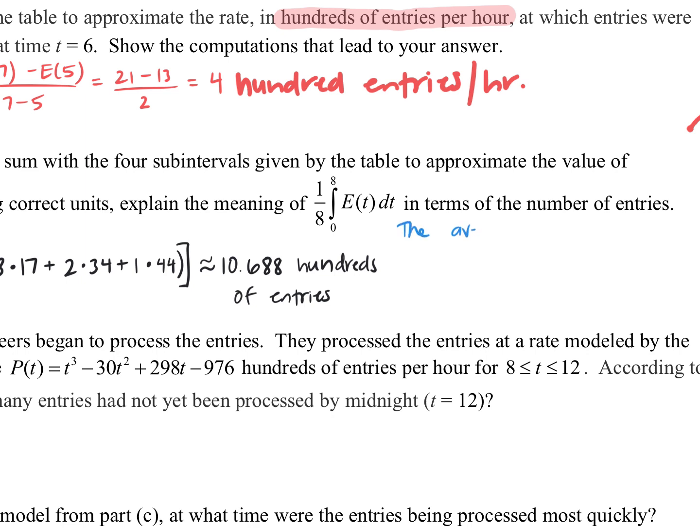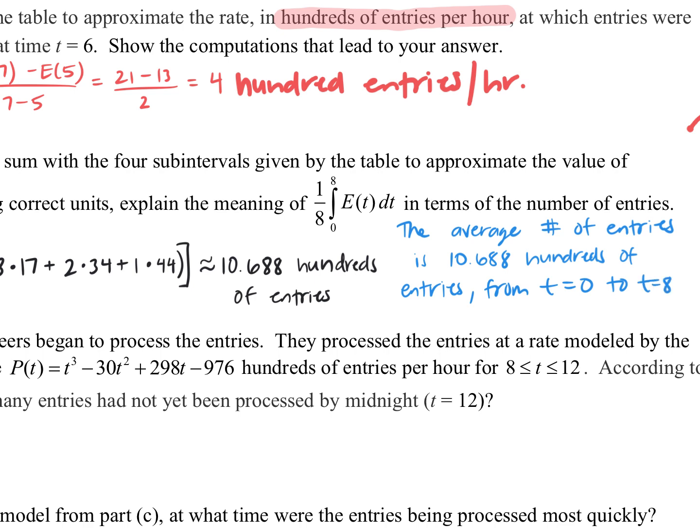the average number of entries is 10.688 hundreds of entries. The English isn't great there, but we get the idea, yeah? And then I need one other thing in there. Not per hour, but what are we talking about? What range of hours are we looking at? Over 8 hours? Over 8 hours, from 0 to 8, right? From time t equals 0 to t equals 8 hours.